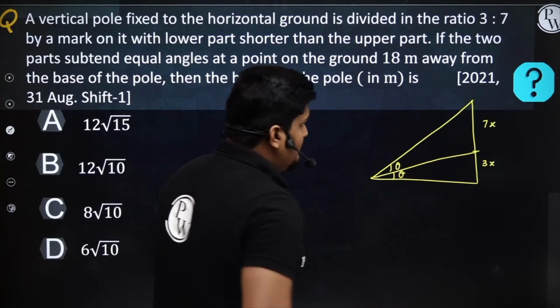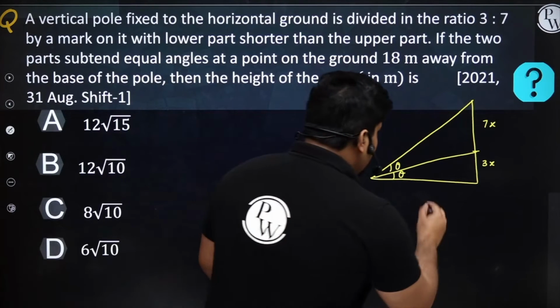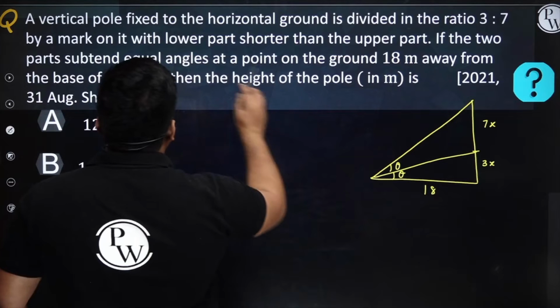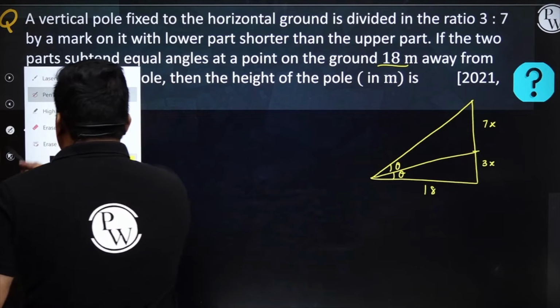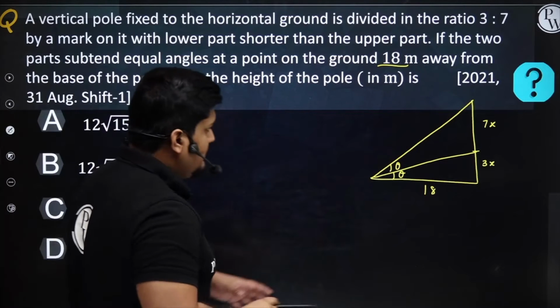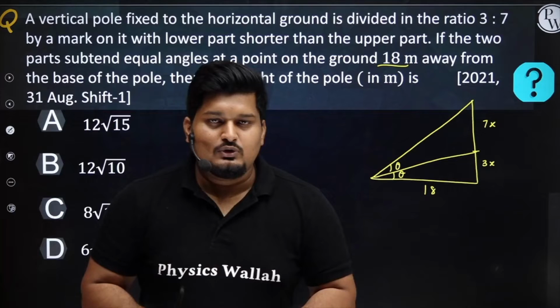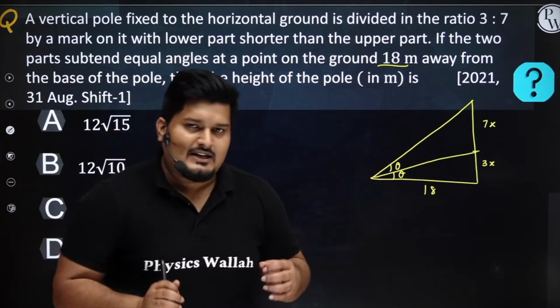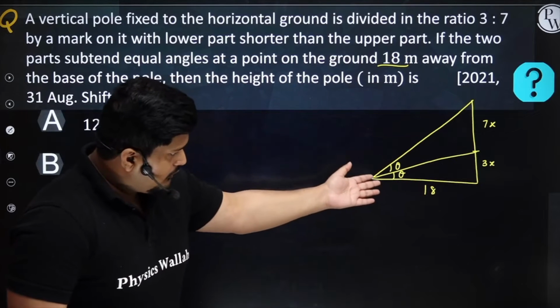So basically we have to find the height, 7 plus 3, 10x. And what is this length given? It is 18, at the ground 18 meters away. So that's all. In all problems related to heights and distance, the most important thing is drawing the diagram. And after that, it is simple trigonometry. So what do you want to use here?